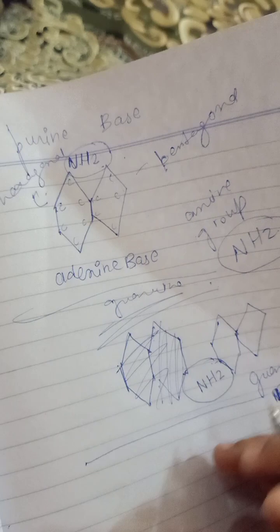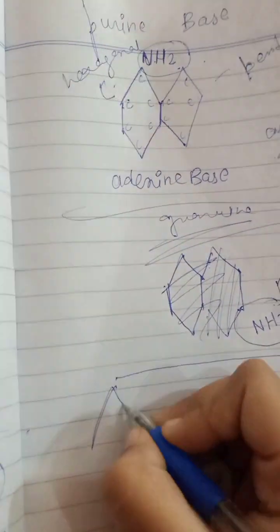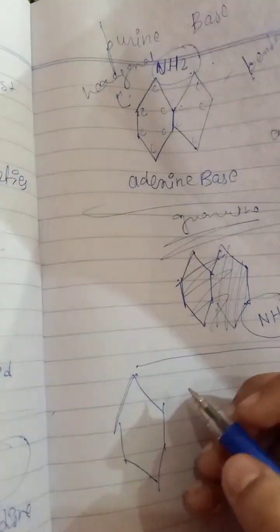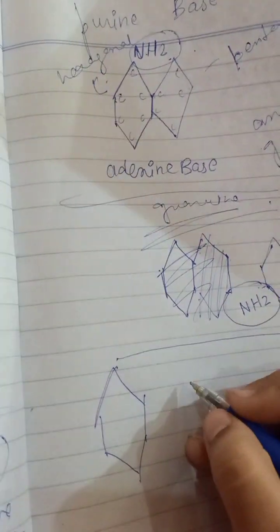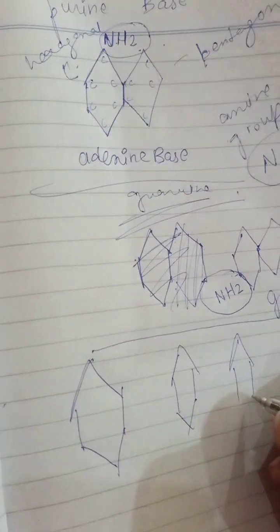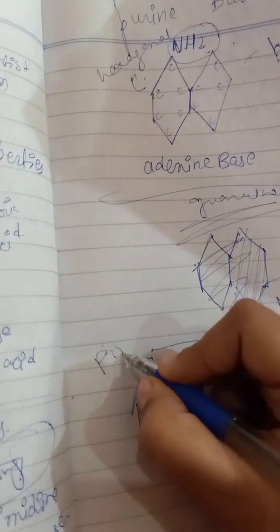Now let's talk about the pyrimidine base. So for the pyrimidine base, we are talking about general bases. Okay, so this is a hexagonal, and they consist of one ring. This is the pyrimidine base.